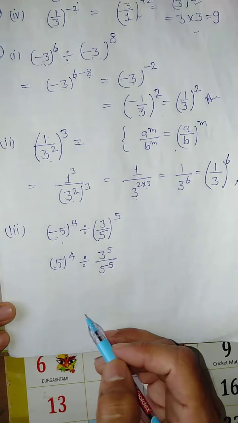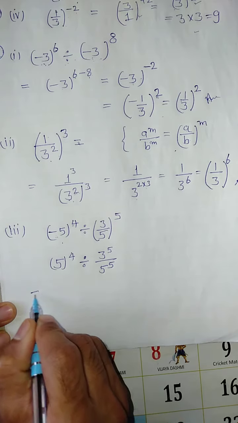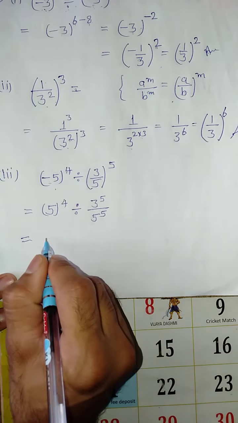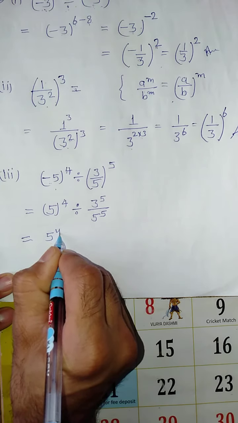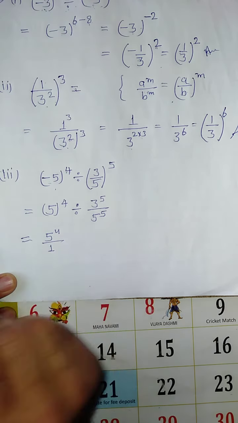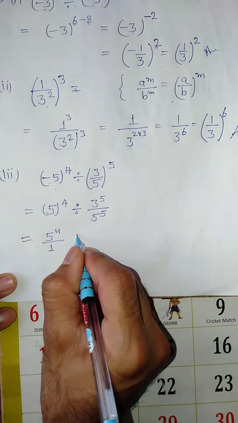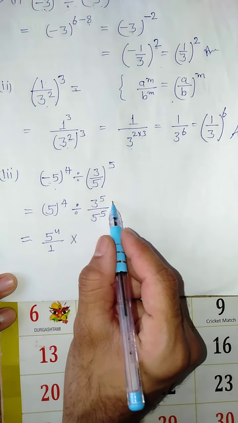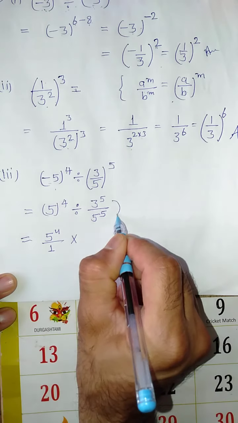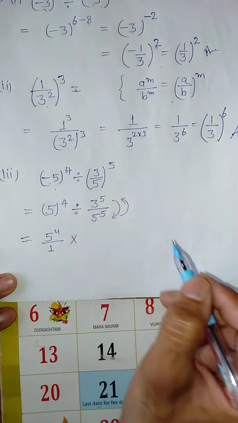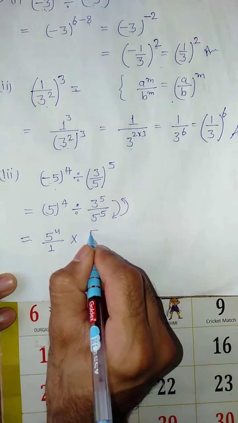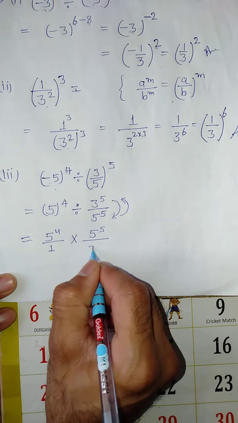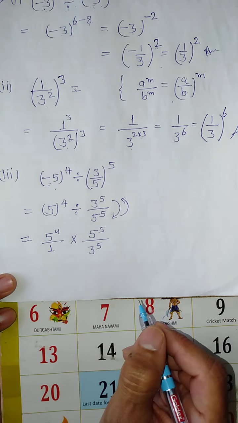5 on both of them. Next, this will be equal to, see it carefully and try to understand. 5 power 4 I have written here as it is upon 1. Just changing this sign into product in multiplication, and we have to take reciprocal, numerator into denominator and denominator into numerator. It means we can say here 5 power 5 upon 3 power 5, right?